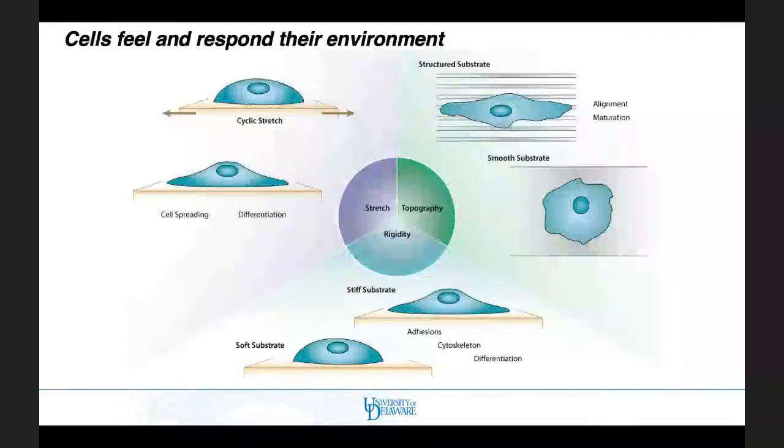So what parameters do we actually need to consider? Well, we know that cells can feel the mechanical properties of their environment, and we know that these mechanical signals can drastically influence how a cell and tissue behave. So what we need to do is create tools with the capabilities to control these different mechanical properties.